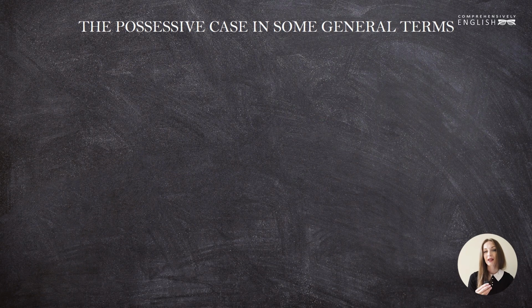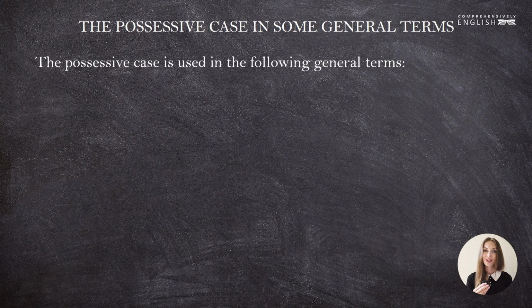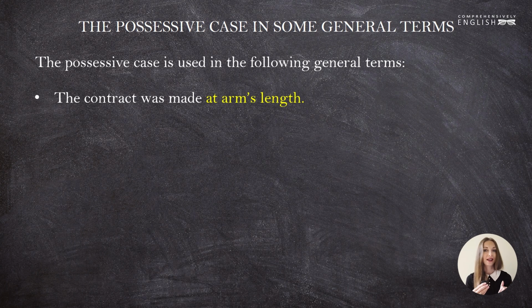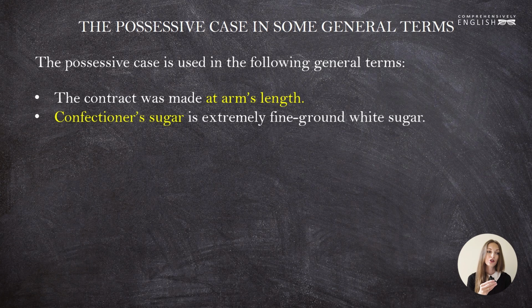Finally, I invite you to pay attention to the following general terms in which the possessive case is used. Let's look at the examples. The contract was made at arm's length. Here we are not speaking about possession or belonging to a particular arm. This is a set expression. At arm's length means as far from your body as possible. Confectioner's sugar is extremely fine ground white sugar. Confectioner's sugar is a general term.